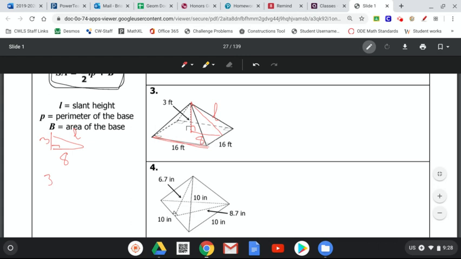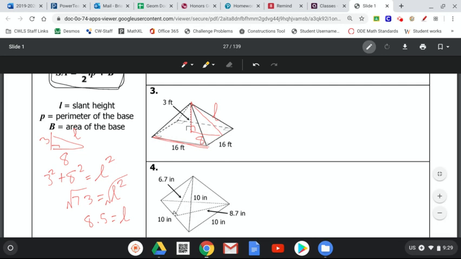So it's just going to be 3 squared plus 8 squared equals L squared. And then when we do that, we get 73 equals our slant height L squared. And then we take the square root of that, and 8.5 equals L. Okay, 8.5 equals L.